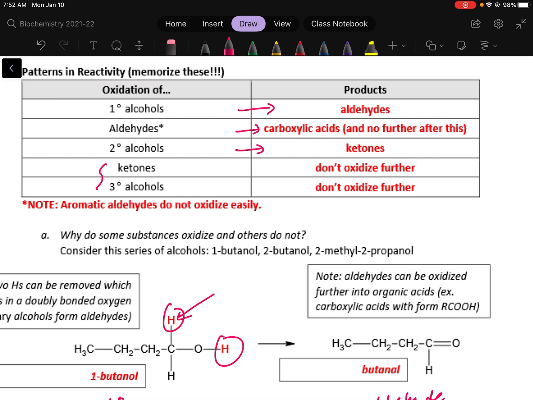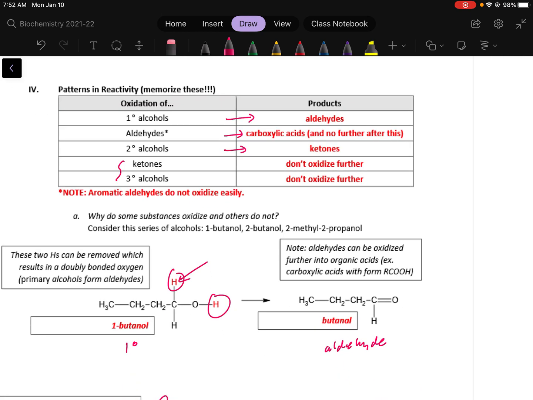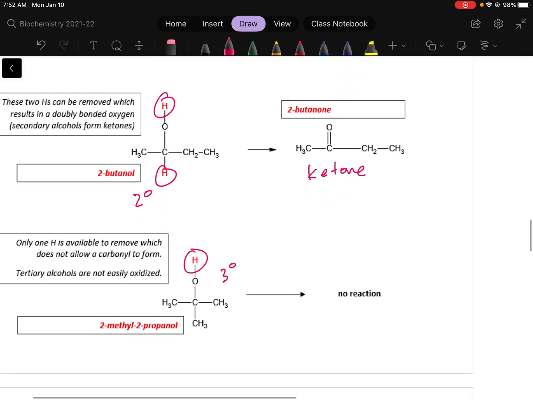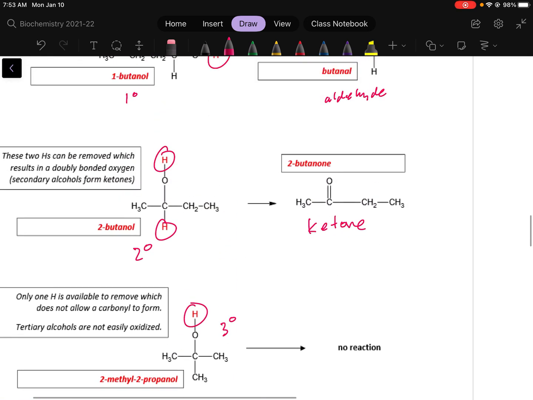So maybe have that as a reference as we're talking about the homework. We did go into why this is the case, and it all has to do with whether or not there is a second hydrogen available for removal.